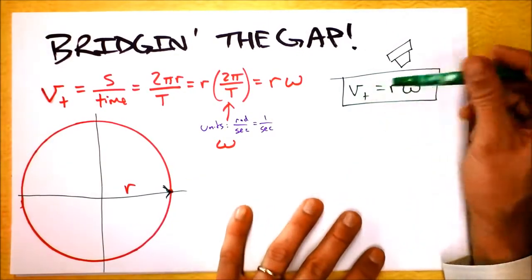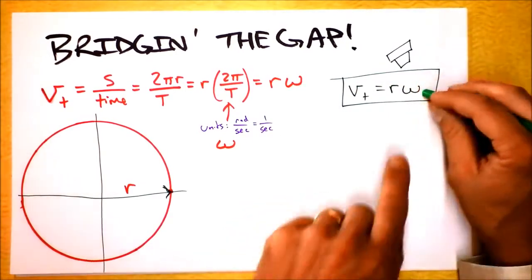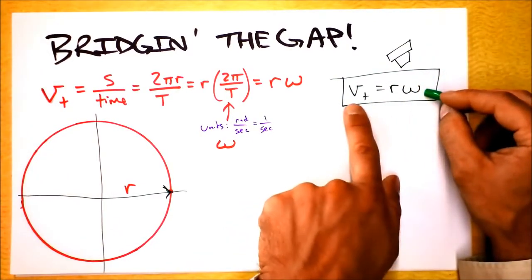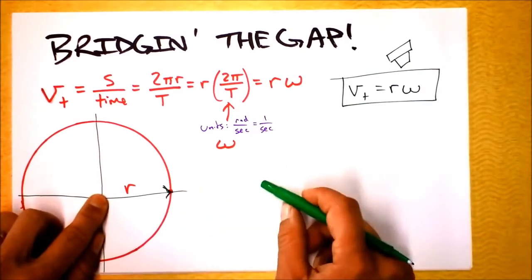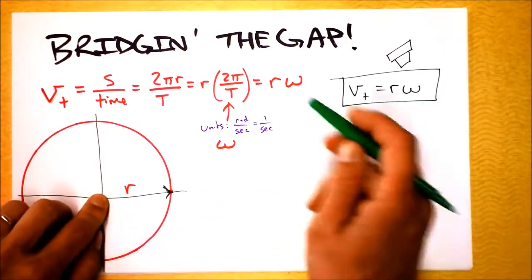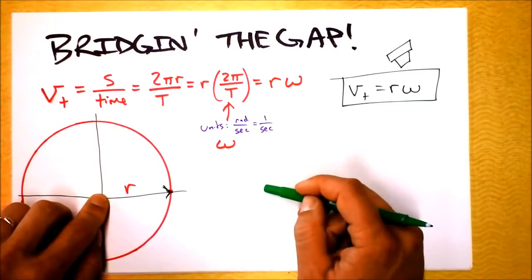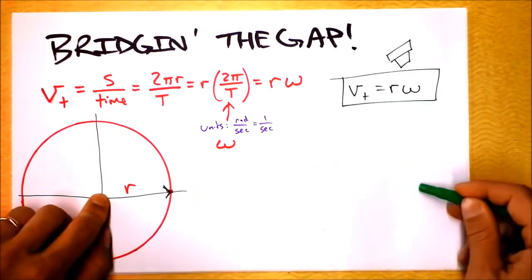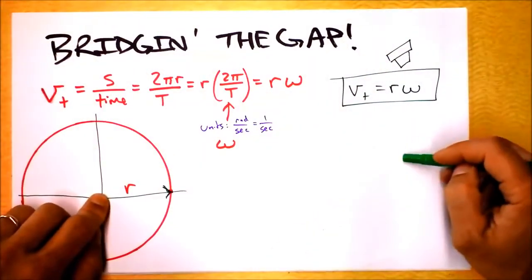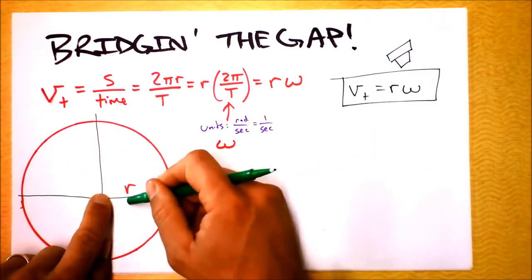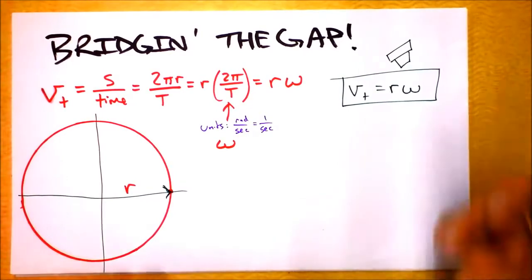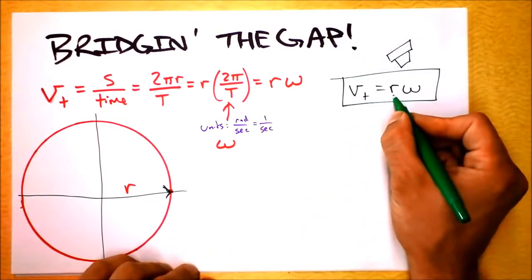Let's think about what this means. This means that for a given angular velocity, your tangential speed will be greater if the radius is bigger. Sure, for an angular velocity of like 1 revolution per second, if the radius is out here, you're going to be going really fast to get all the way around. And if the radius is really small, you won't have to go very fast at all to get all the way around in 1 second. Tangential speed depends on radius in that way.